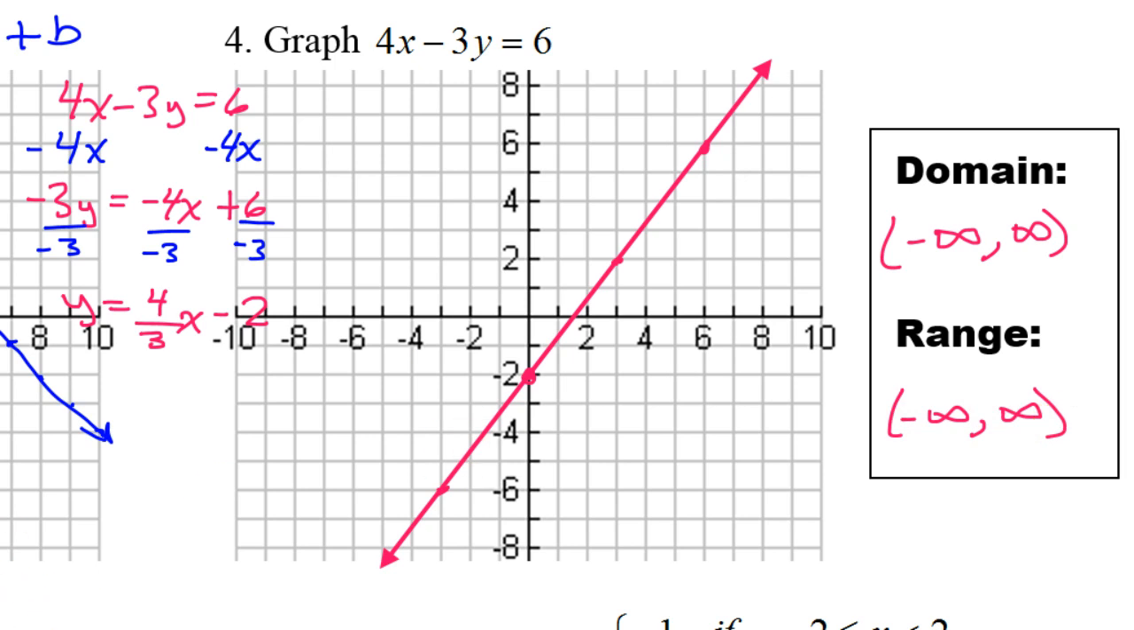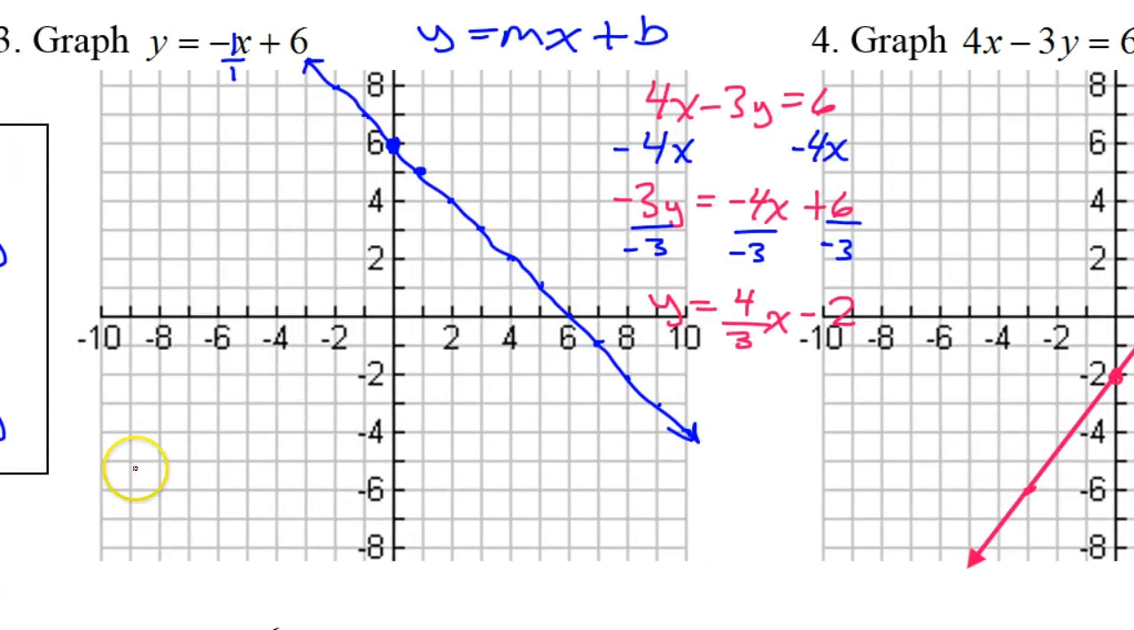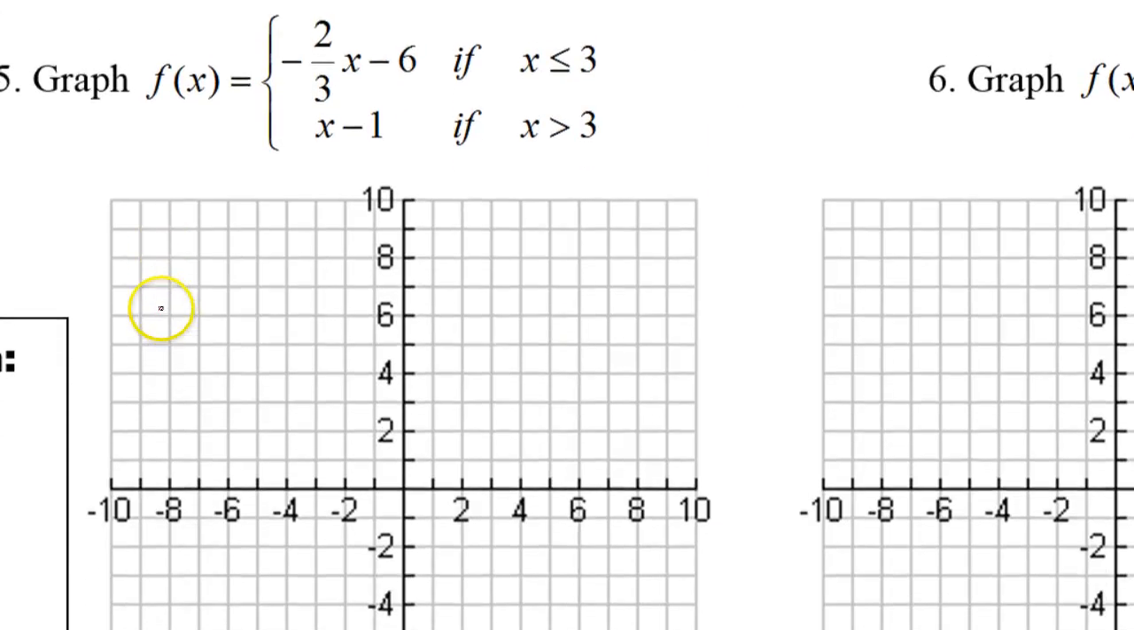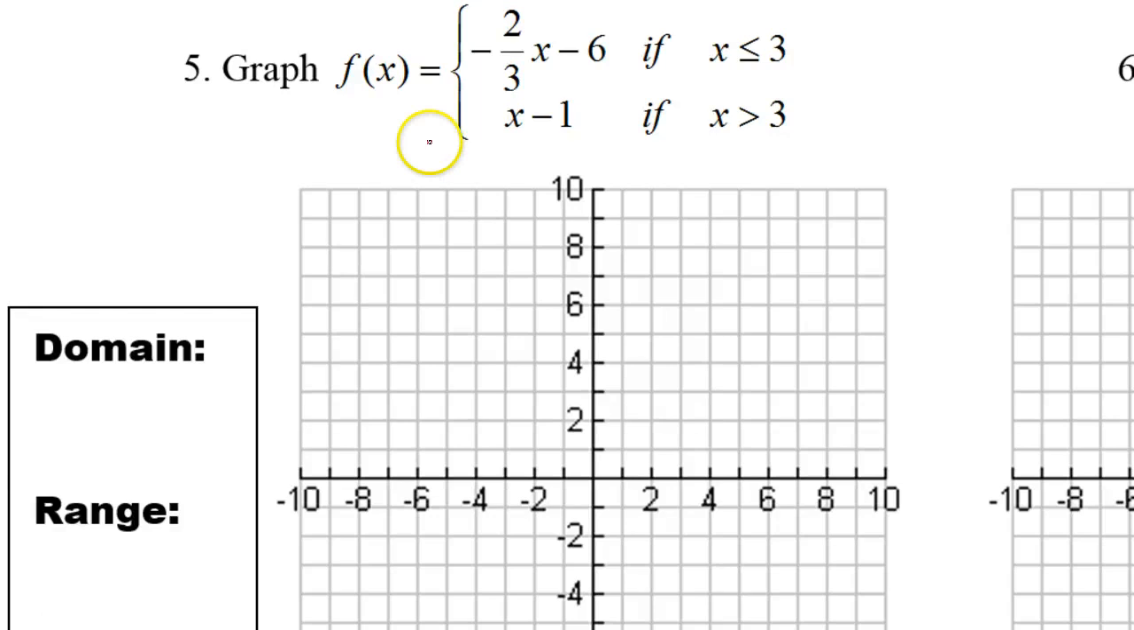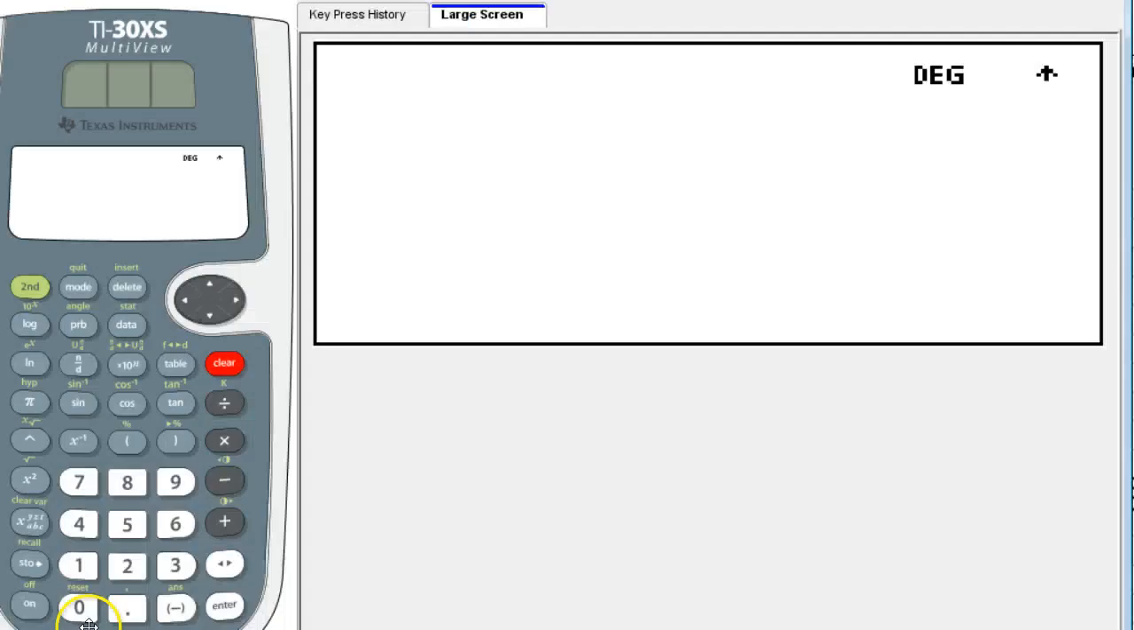All right, how about that number 5? Let's see what's up. All right, so we have a piecewise function that we are going to graph. So let's start with the top piece, y equals negative 2/3 x minus 6. Now, on the last video I did this by hand. I'm going to do it using the calculator this time.